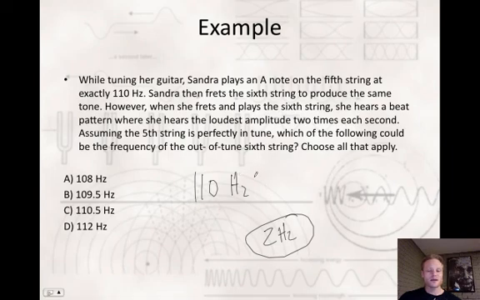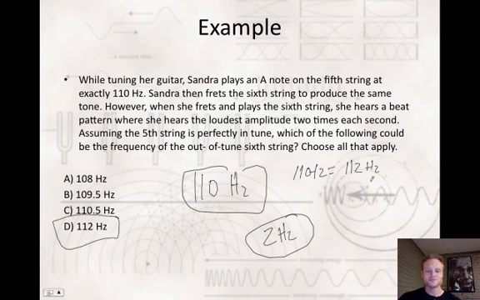So basically, Sandra's sixth string must be either 2 above 110 hertz or 2 below 110 hertz. 110 plus 2 equals 112 hertz, that's one possibility, and that would be D. Or we can take 110 minus 2, which equals 108 hertz, and that would be A. So those are our choices, either A or D. B and C are not possibilities.